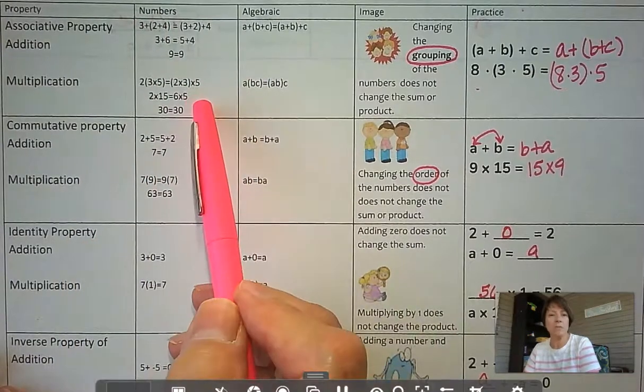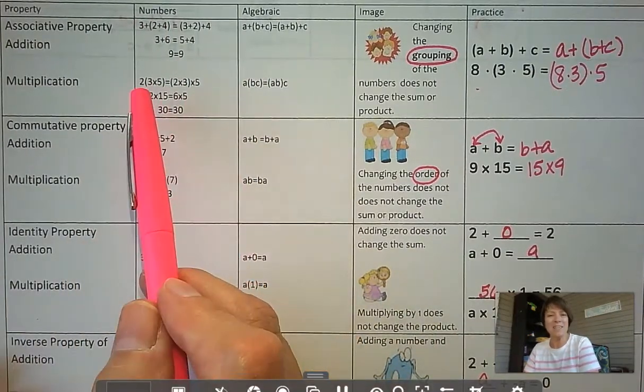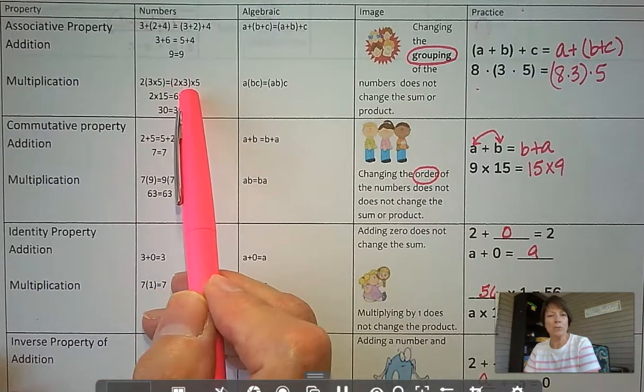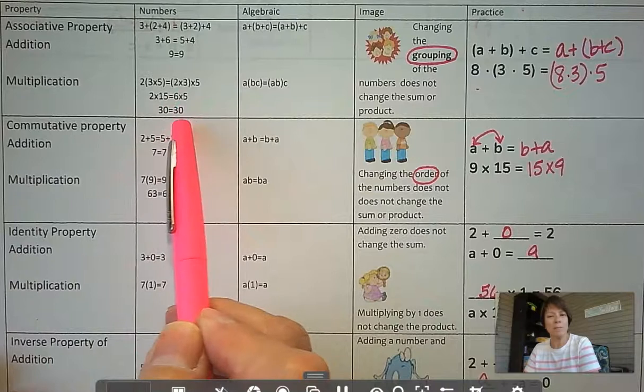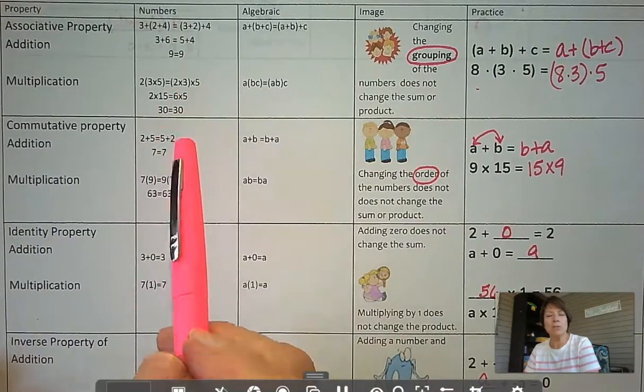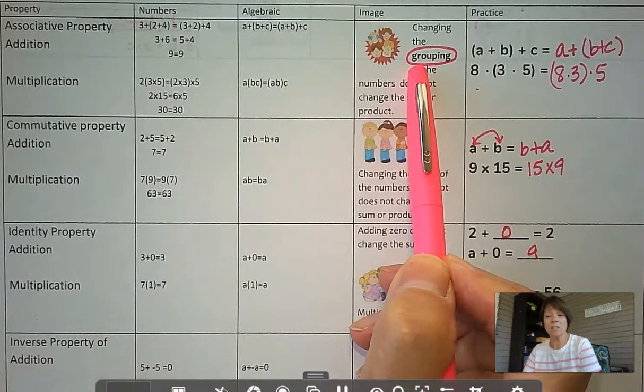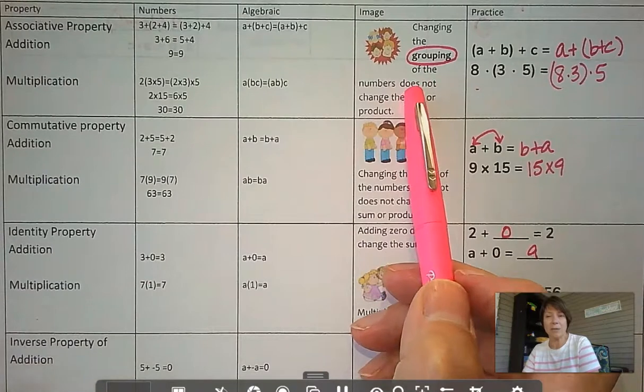And then here's an example, just using multiplication. Instead of grouping the 3 and the 5 together, we group the 2 and the 3 together. But either way, we get the same answer. We get 30. So the associative property says that if I change the grouping of the numbers, as long as it's all addition or all multiplication, then I'll get the same answer in the end.